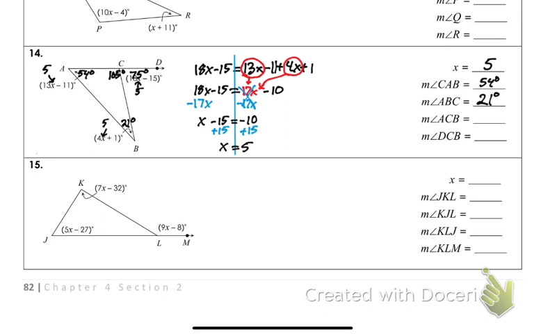ACB, that's going to be 105. Remember, they're just highlighting what angle we're talking about. That's that 105. And then we should have 75 for the last one.